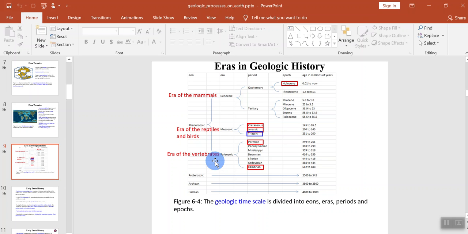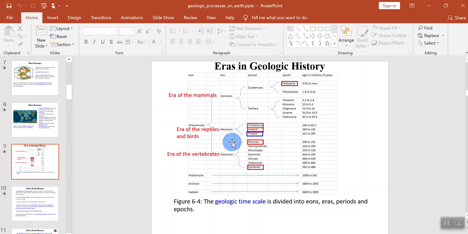First era. The second era, from 250 million years ago to 65 million years ago, is the era of the reptiles and birds, including the dinosaurs. Actually, the dinosaurs went extinct 65 million years ago, following the collision of Earth with a huge meteorite in the Yucatan Peninsula. Anyway, they died out. Then the last era, the era of the mammals, is from 65 million years ago to now. Okay?